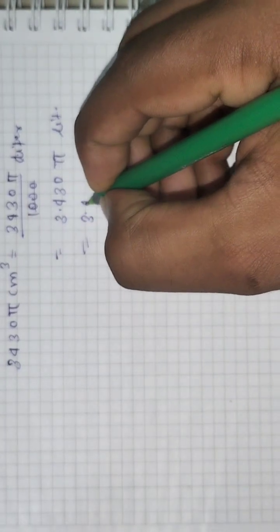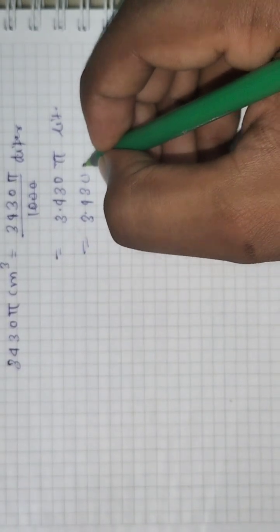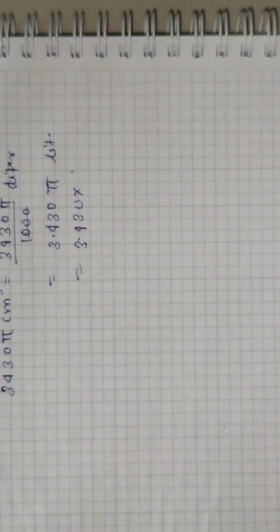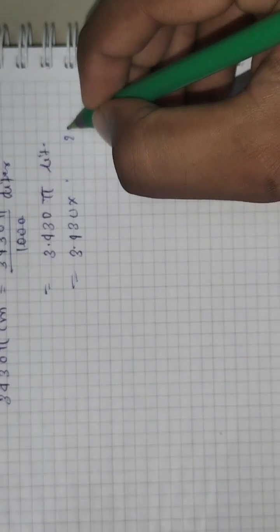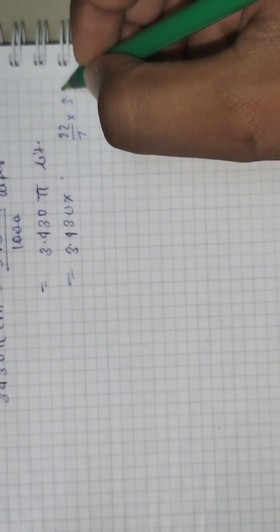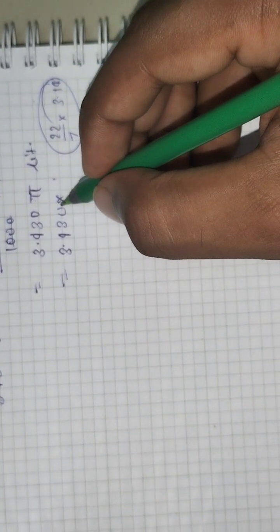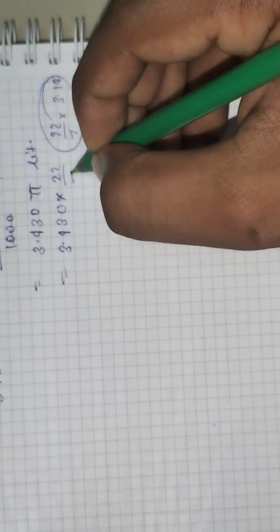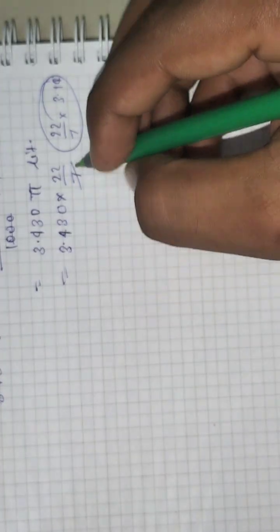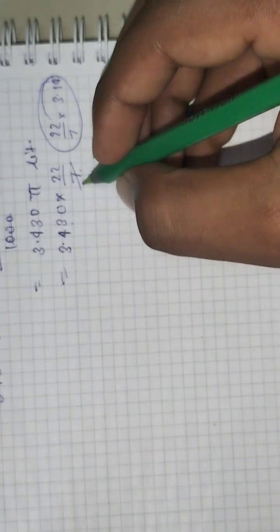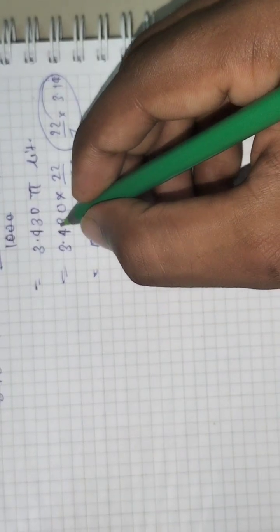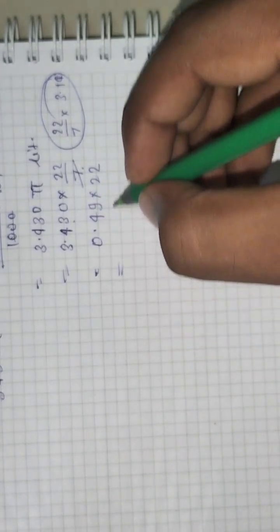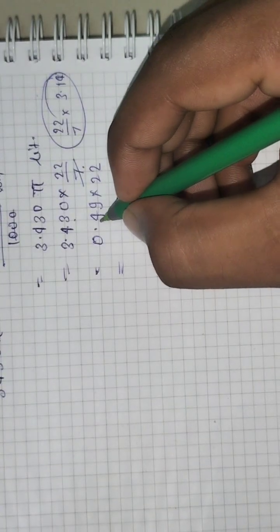If you want to simplify further, take pi. Sometimes in the question it is given to take the value of pi equal to 22 upon 7, and sometimes it is given 3.14. Guys, take it according to requirement. So I am here taking pi equal to 22 by 7. So if you divide 343 by 7, it will be 49, and 49 into 22.